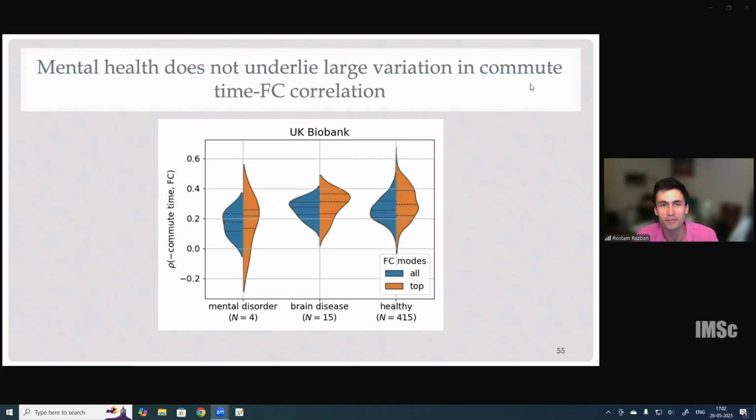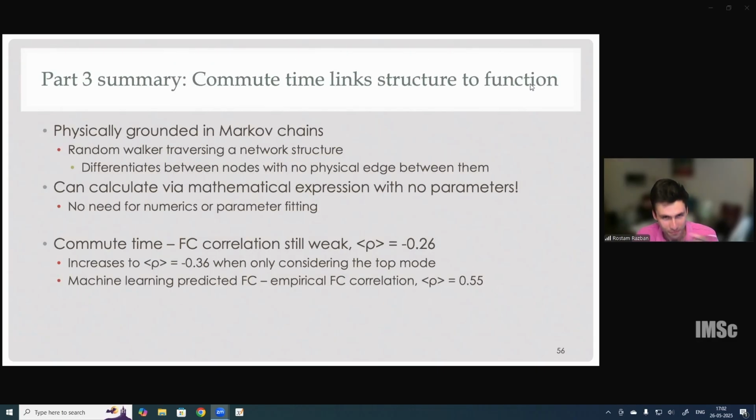I'll skip these slides. We tried to understand the physiological significance. Interestingly, there didn't seem to be much with respect to age and mental health status. So to conclude this part, commute time links structure to function. It's a really cool metric because it's also physically grounded in Markov chains and has this awesome closed form solution, so we don't have to do any numerics. And bonus, there's no parameter fitting either.